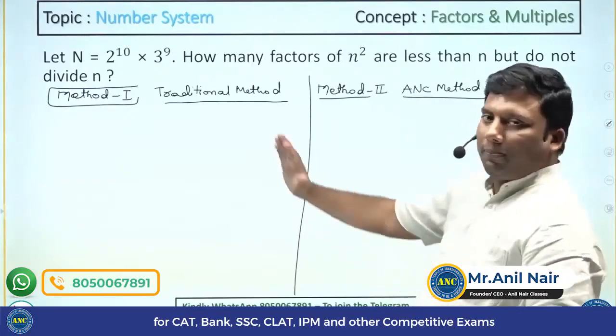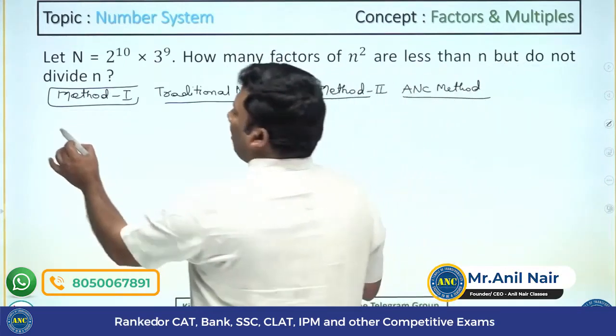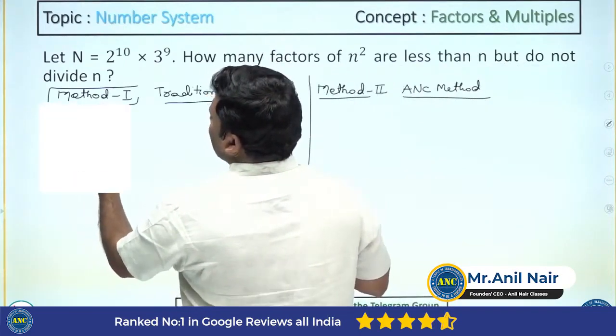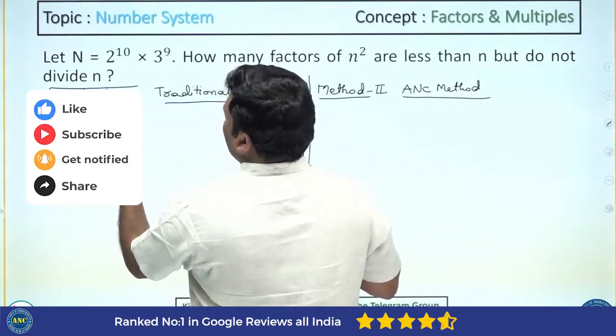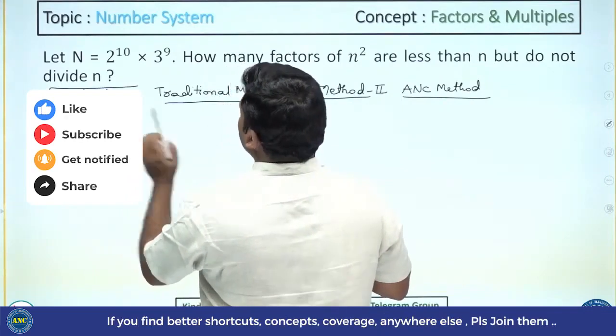2 power 10 into 3 power 9. Part by part we will do it. 2 and 3 are prime numbers. So n is p1 power a into p2 power b.